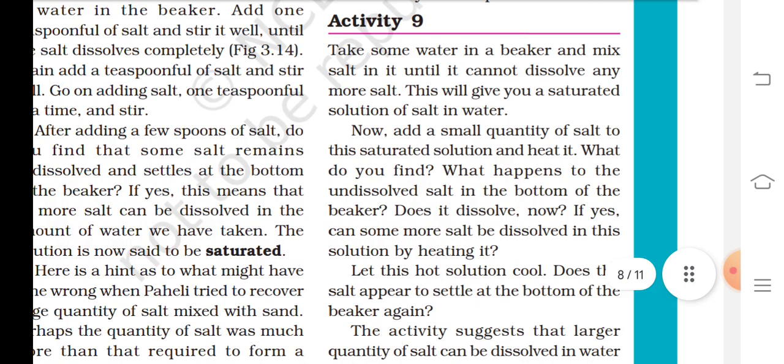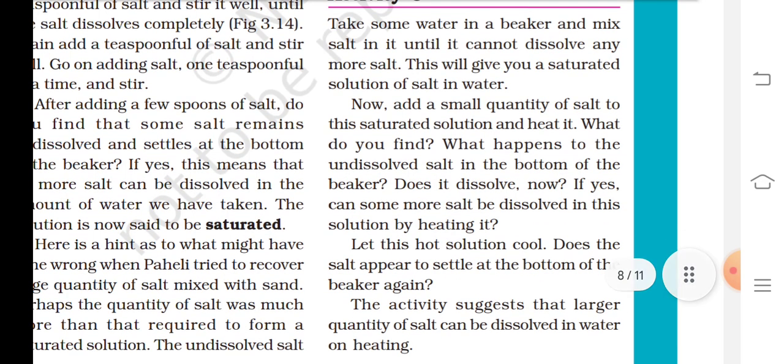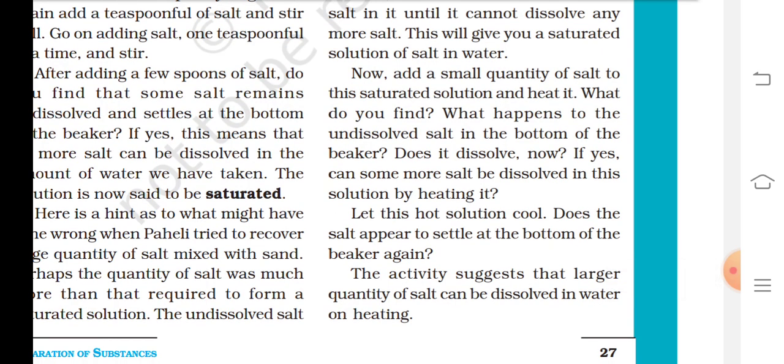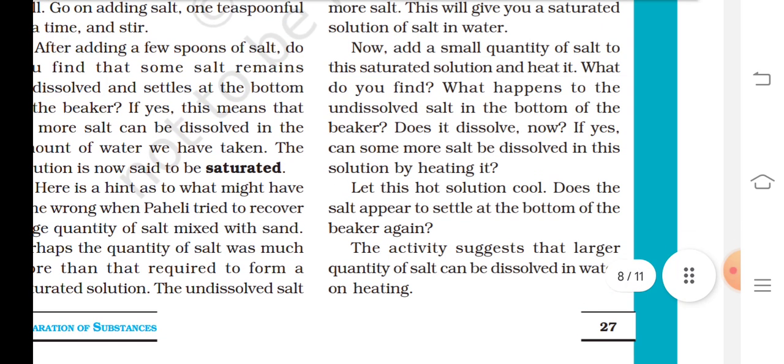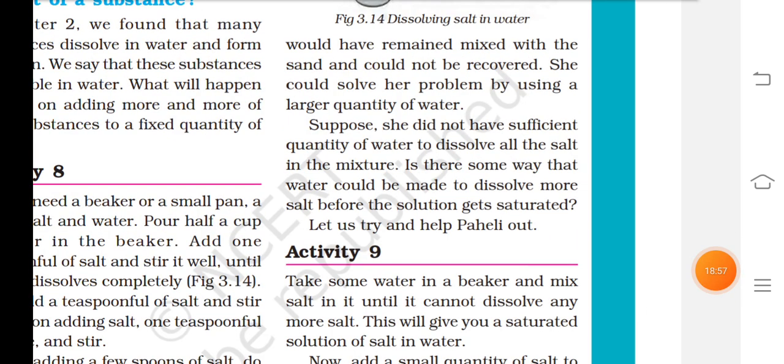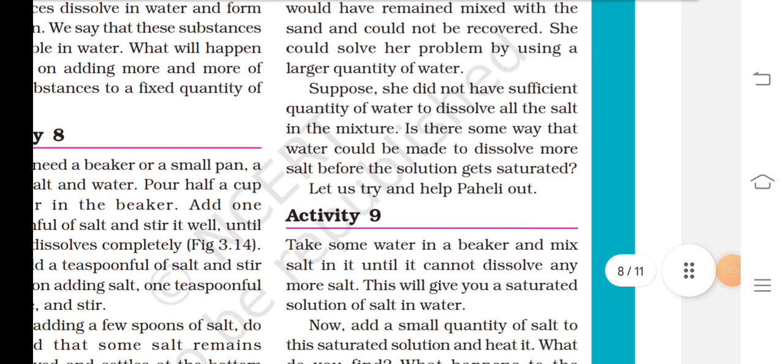Take some water in a beaker and mix salt in it until it cannot dissolve any more salt. This will give you saturated solutions of salt in water. Now add a small quantities would have remained mixed with the sand and could not be recovered.